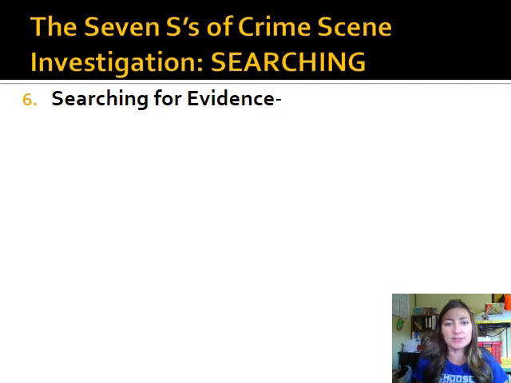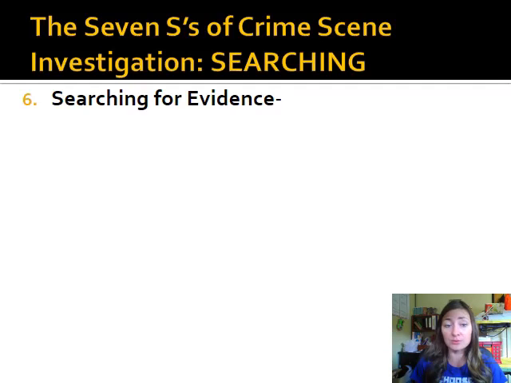Your sixth S is to search for evidence. We use tools such as flashlights, UV lights. Sometimes, not all the time, you'll use a vacuum to collect trace evidence. Vacuums are not ideal because they collect a lot of extra evidence as well.